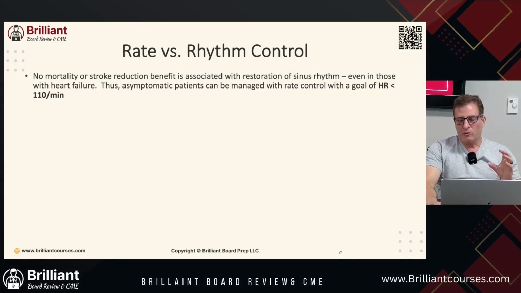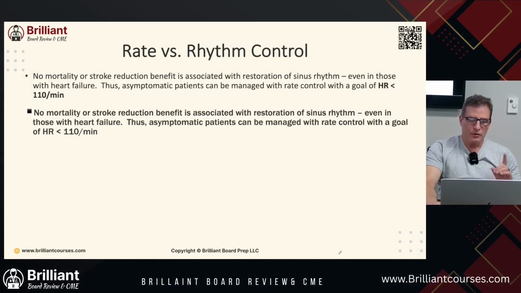But now, if we get the ablation done earlier, we can treat these patients and have them do better. Thus, the symptomatic patients can be managed with rate control with a goal heart rate less than 110 beats per minute. This is where it's important. Asymptomatic patients: no mortality or stroke reduction in those associated with restoring sinus rhythm, even those with heart failure. Thus, the symptomatic patients can be managed with our goal heart rate less than 110.